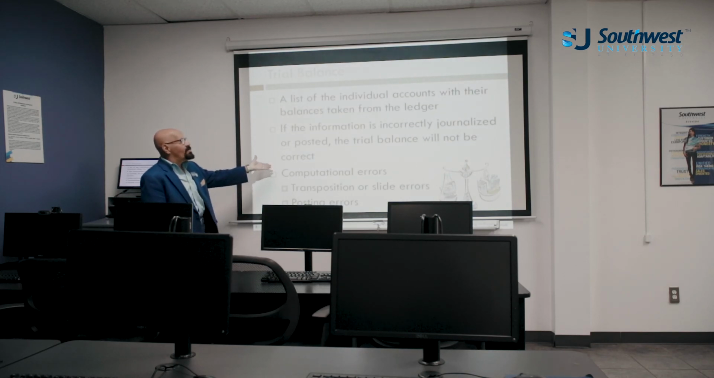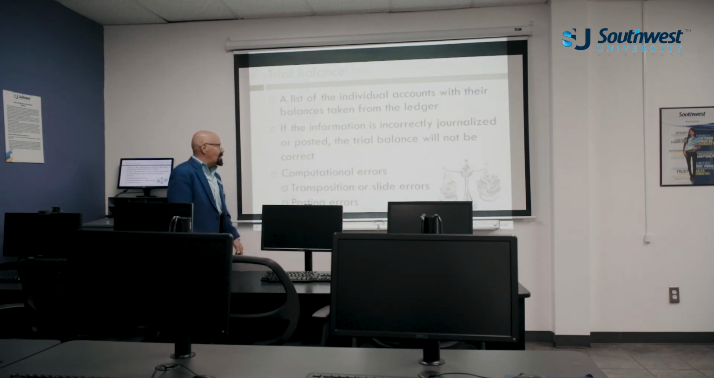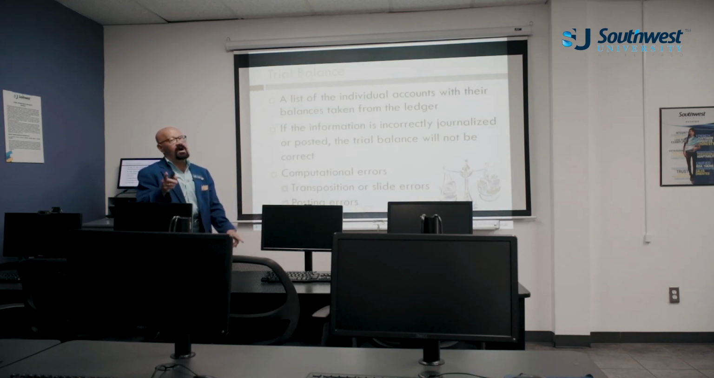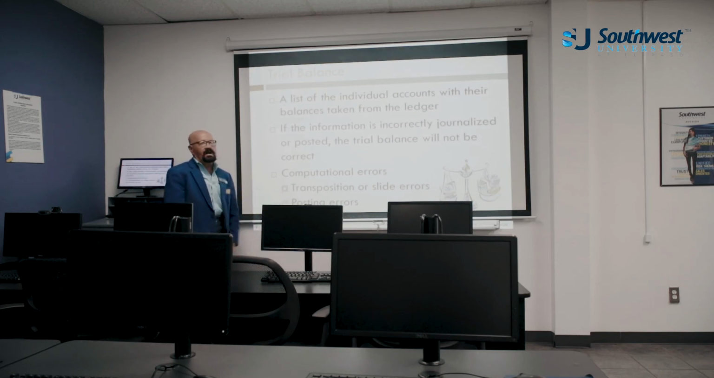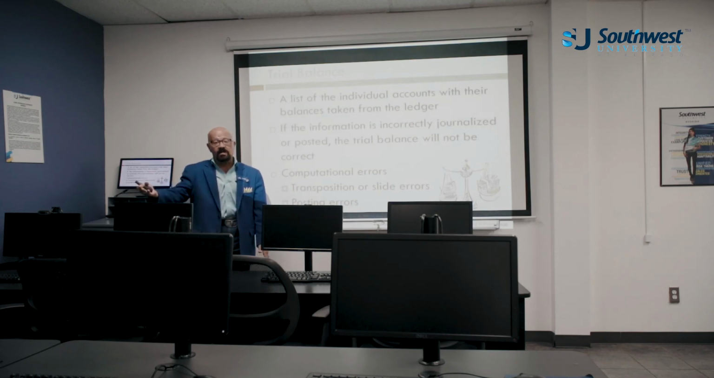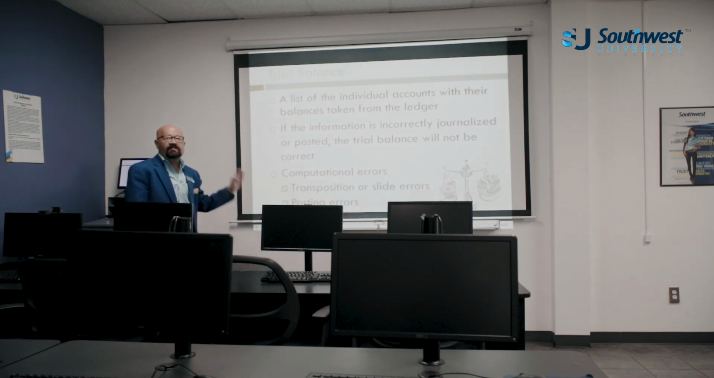If the information is incorrectly journalized or posted, the trial balance won't be correct, and it probably won't balance. Then you're going to have to go back and figure out what you did. You can have computational errors, transposition, you meant to put 0, but you put 2, or a slide error, you added 0. Those happen all the time, even on computerized systems. And then just posting errors. You posted it to the wrong account. You meant to post it to electric expense, but you posted it to telephone. Those are things you find when looking at the trial balance.